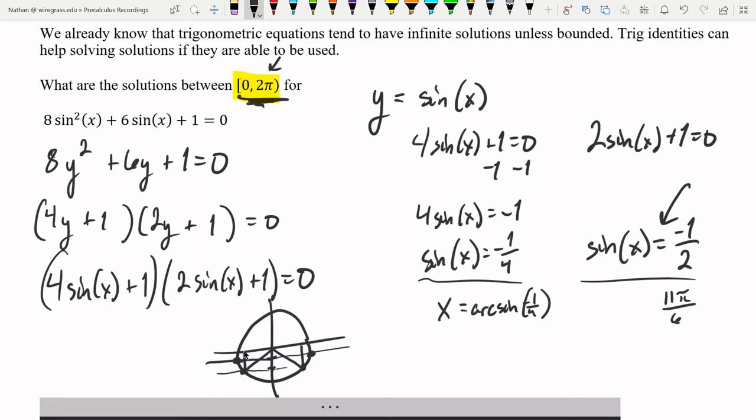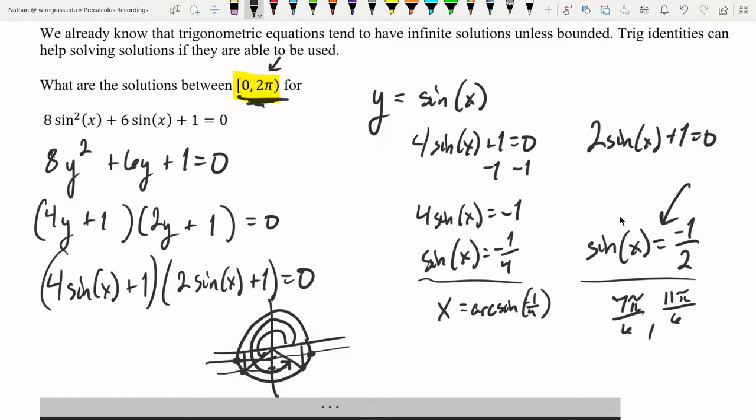And this is also the same thing. This is pi over 6 above this pi angle. So it'd be, let's see, 6 pi over 6 plus pi over 6 is 7 pi over 6. So we have these 2 solutions. That's going to be this angle here and this angle here.